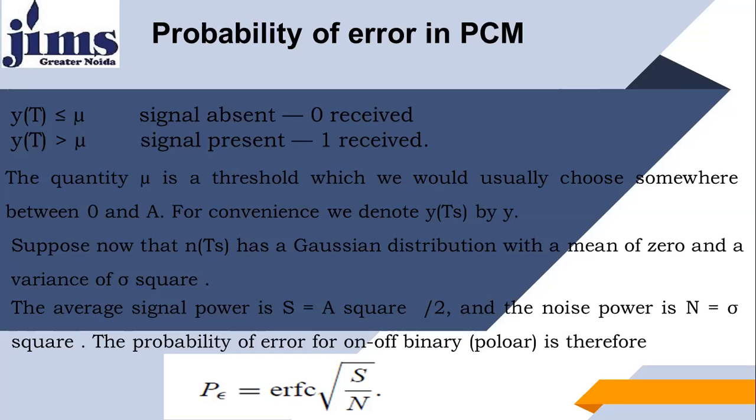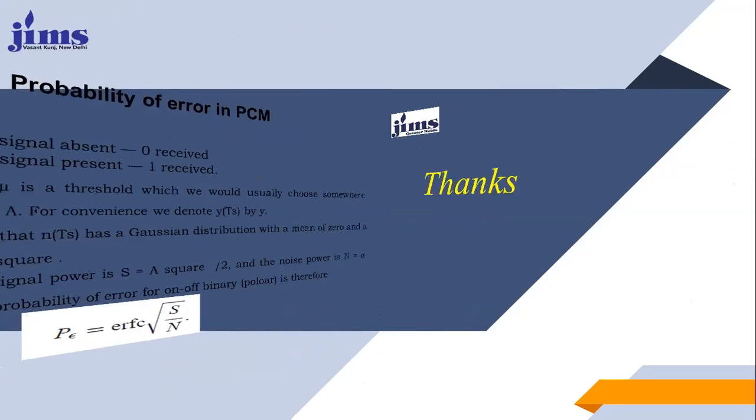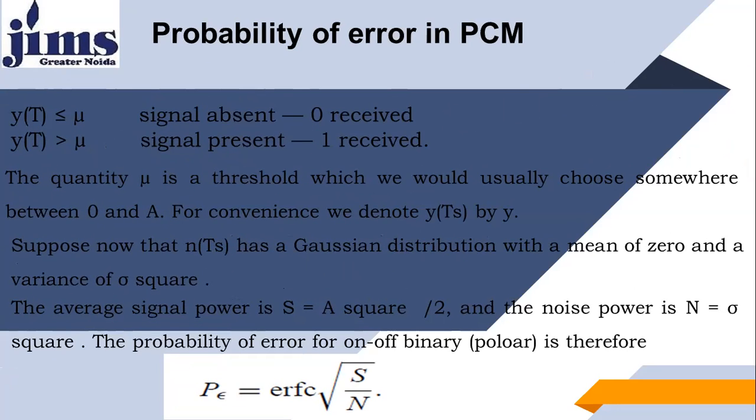So the probability of error for on-off binary is equal to the error function of square root of S by N, where S is signal power and N is noise power. And this is the characteristic of the error function: if S by N increases, probability of error decreases. So there are two ways to decrease this probability of error, to increase signal to noise ratio.